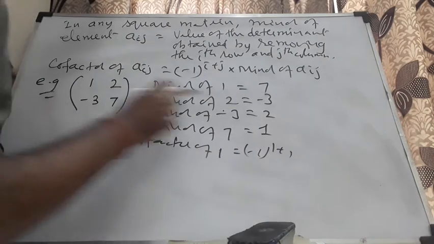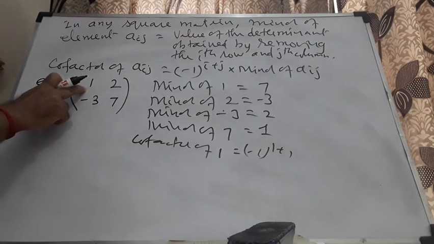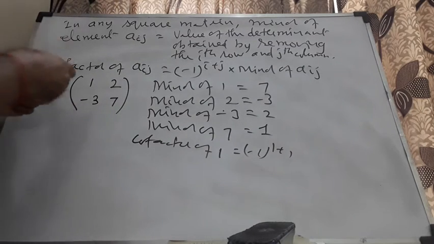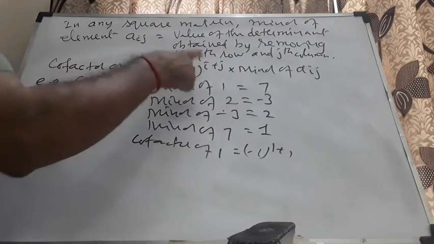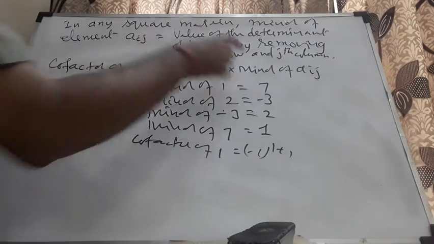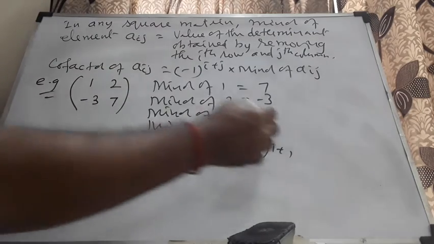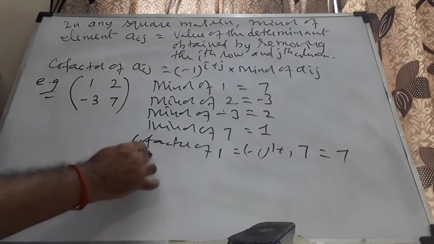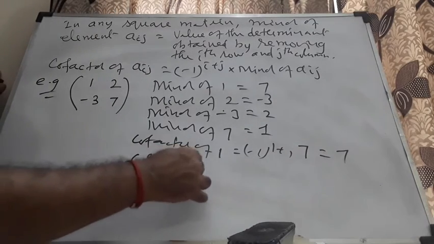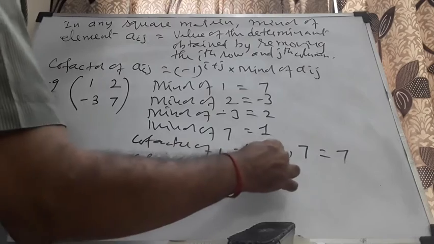Then cofactor of 1 is (-1) raised to 1 plus 1. What is the position here? First row, first column. And one more thing you should remember: if i plus j is even, minor and cofactor are equal. If i plus j is odd, minor and cofactor are negatives of each other. Therefore, removing the row and column, I'll get 7. It is exactly 7.